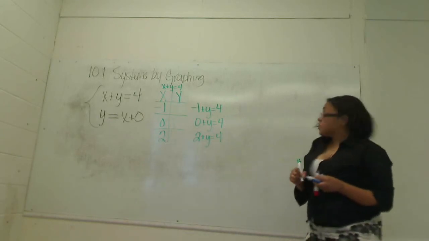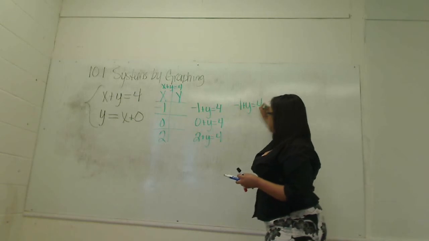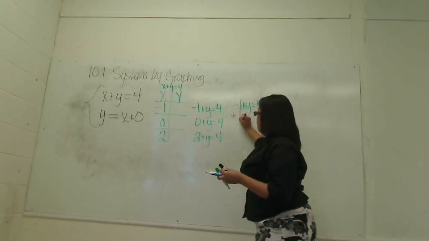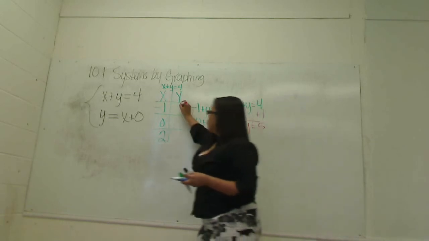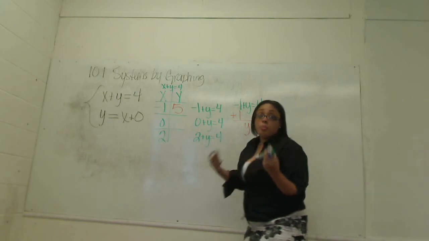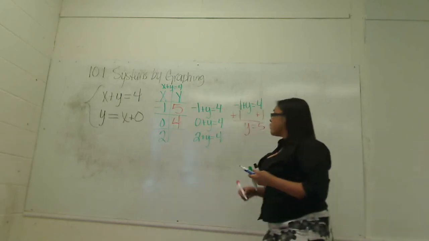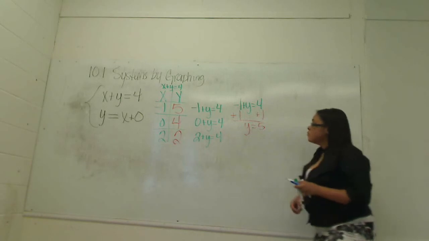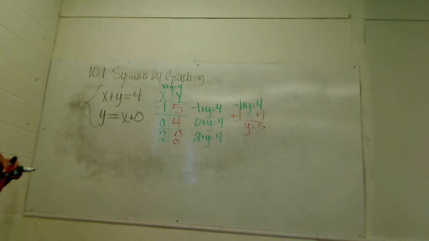Then this becomes a matter of solving equations. Do the first one. Negative 1 plus y equals 4. I want to get y by itself. Get rid of negative 1. You add 1. Add 1. So y equals 5. So if x is negative 1, y is 5. Here, this is kind of a no-brainer. 0 plus what number equals 4? 4. 0 plus 4 is 4. Here, 2 plus 2 equals 4. So now I have my points for the first equation.